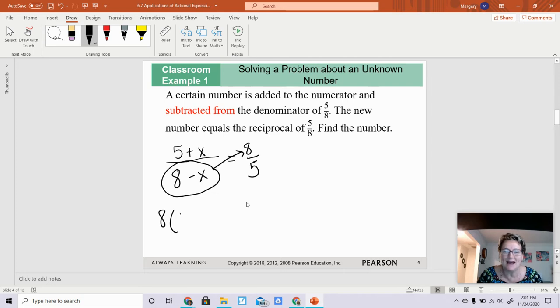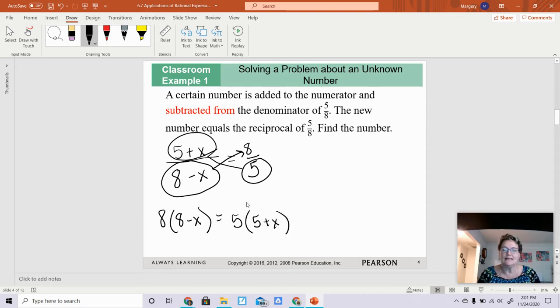So I have 8 times 8 minus x equals, I'm going to take this 5 and multiply it by 5 plus x. So this is going to be 5 plus x. Now, because I'm running out of room, I'm going to have to distribute this. 8 times 8 is 64. 8 times negative x is a negative 8x, equals 5 times 5 is 25. 5 times x is 5x.